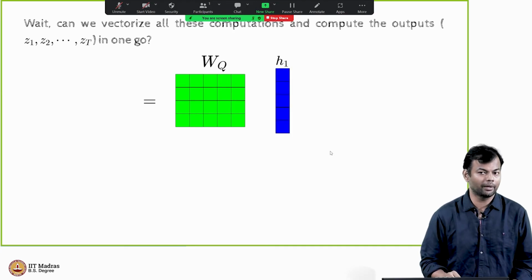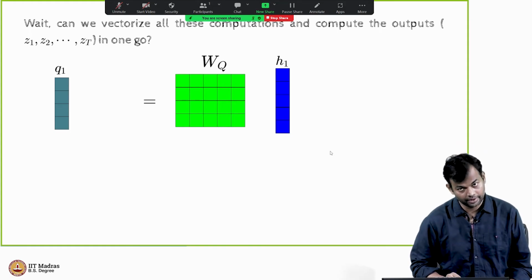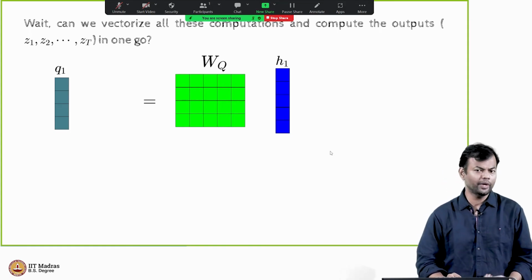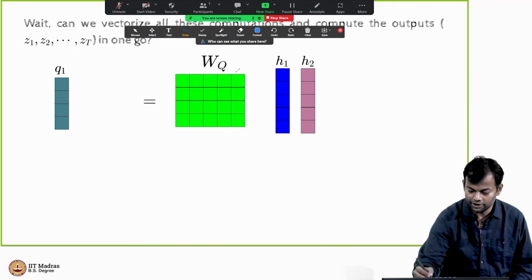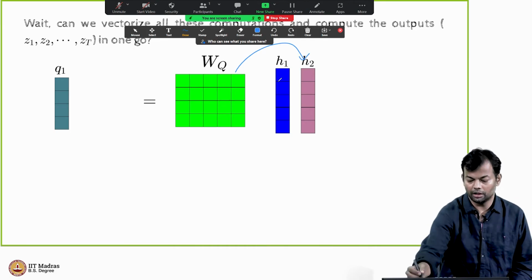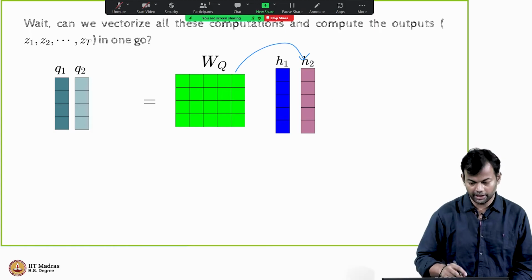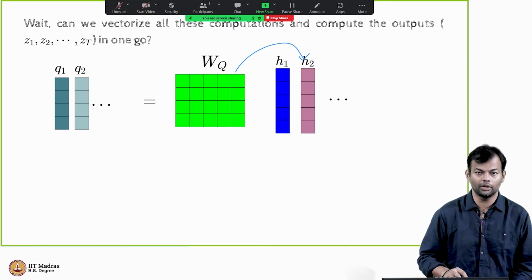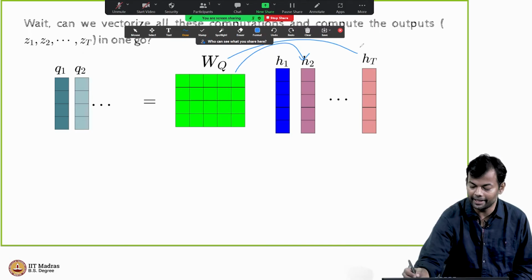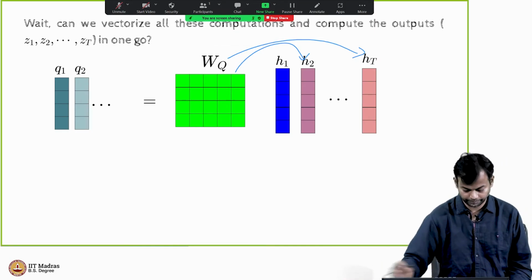So now let's see how I'm computing Q1. Q1 was the matrix WQ multiplied by H1. How would I compute Q2? It would be the matrix WQ multiplied by H2, right? And that would give me Q2. How would I compute Q3? It would be the matrix WQ multiplied by H3, which would give me Q3 all the way up to H capital T. So it would be WQ multiplied by HT, which would then give me Q capital T, right?